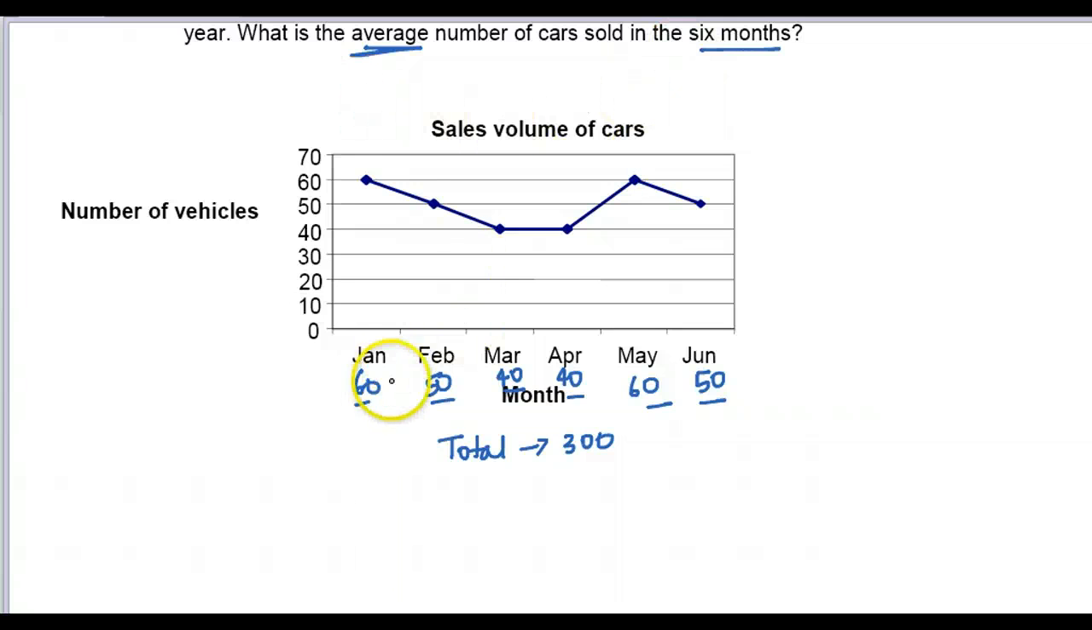I want to find my average, so divide by the months. So it's 1 month, 2 months, 3 months, 4 months, 5 months, 6 months. So my average will be 300 divided by 6. My answer would be 50.